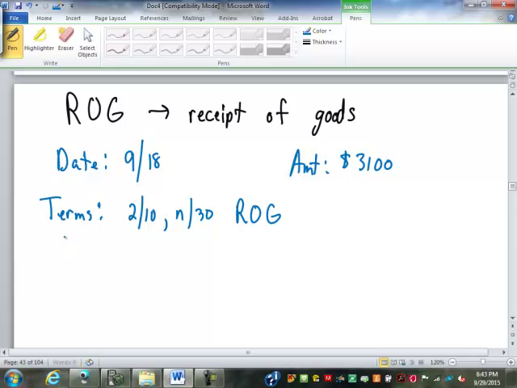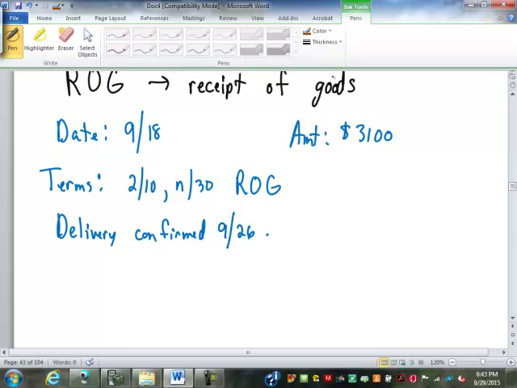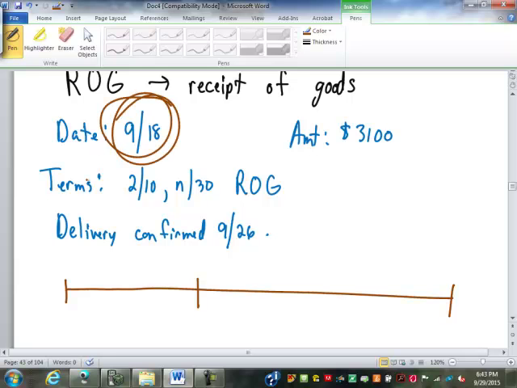And most shipping companies have delivery confirmation. Delivery confirmed on 9/26. So what this means is the beginning of our timeline is not 9/18. That gets crossed off and replaced with the day that the goods were delivered, 9/26.